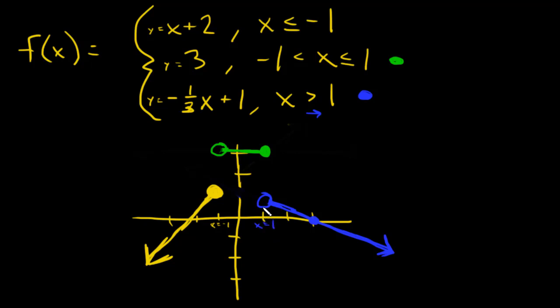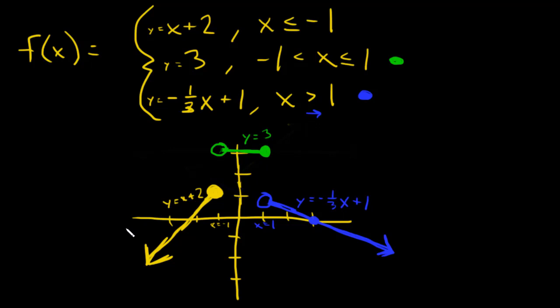Okay, so here we go. This is it. This is our function, our piecewise function graphed out. First function, we have y is equal to x plus 2. So that's this one right here. Okay, the next one, y equals 3. And then the last one, y equals -1/3 x plus 1.